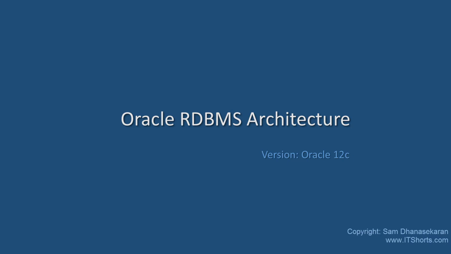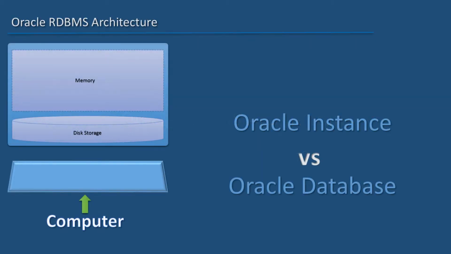In this section, let us take a look into Oracle RDBMS Architecture. The information that will be provided in this section covers the latest version of Oracle RDBMS, which is Oracle 12c as of today, which is November 2015. Let us begin by quickly discussing about Oracle Instance and Oracle Database. This would help us to understand the architecture of an Oracle RDBMS system.